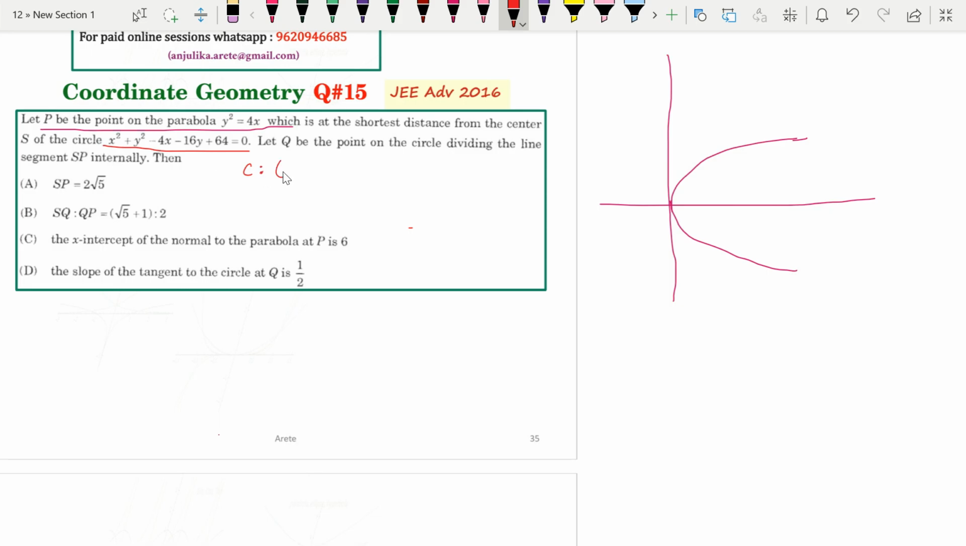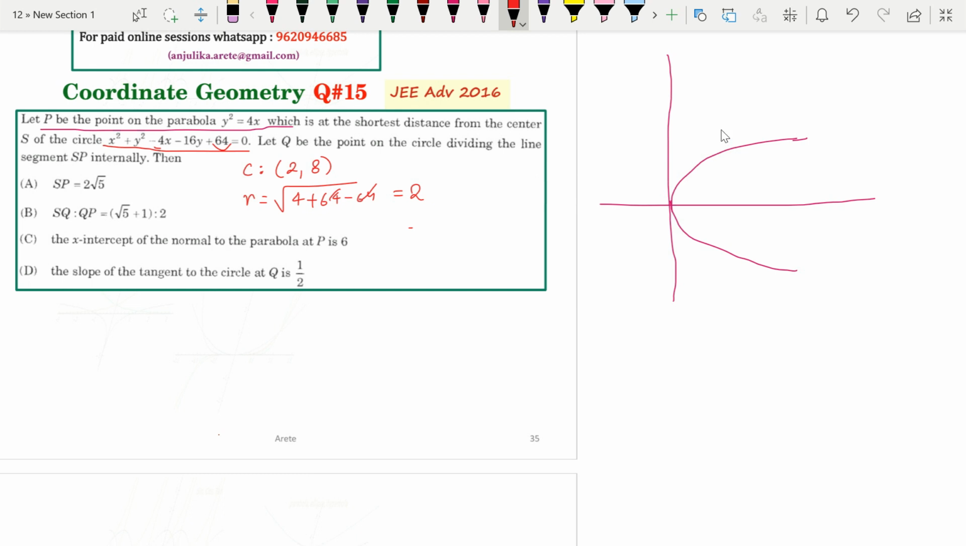You already know, minus g, minus f. So what is it in this case? 2 and 8, that's my center. And what's the radius of the circle? Use your formula, square root of g square plus f square minus c. C is 64 in our case. So very simple, we got the radius to be 2.